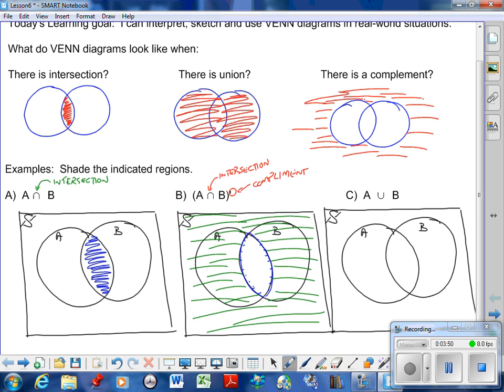All right. So there we go. So that would be how you handle complement. Identify what you would have colored, and then don't color that. Okay. Finally, A union B. That means you're adding the sets together. So that is math speak for color in both circles.